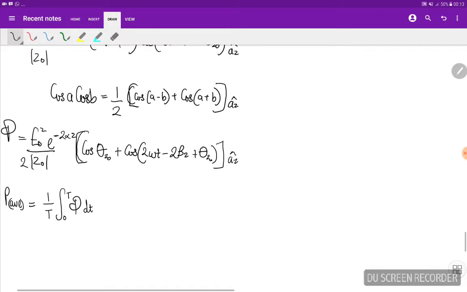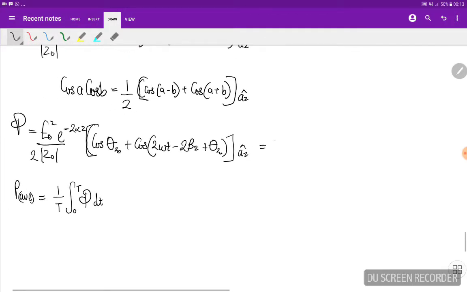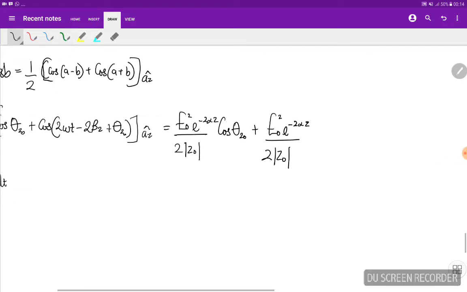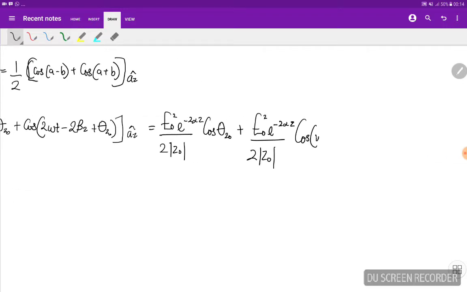Now if we open our bracket, we're going to get E naught squared E raised to the power minus 2 alpha z over 2 z naught cos this z naught plus everything again. There's a reason why I'm going through this stress: it is to give a point that will be valid throughout your solving of a power pointing vector. Cos 2 WT minus 2 BZ minus theta Z naught.